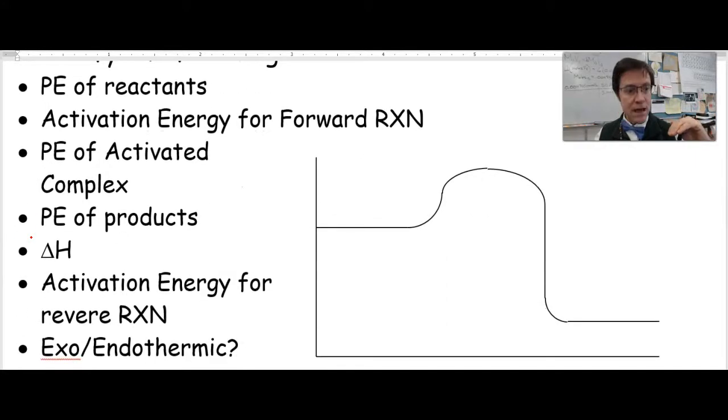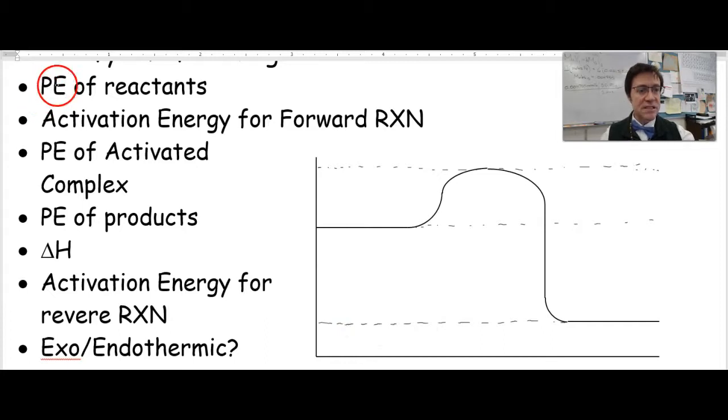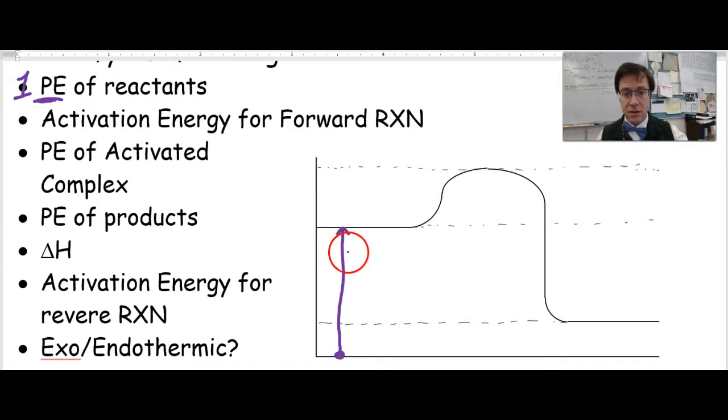So what I want us to do now is to identify the following. What I'm going to do is draw lines on here that represent the different potential energies, just so I can keep track of where the scale is. Okay? For this first one, the potential energy of the reactants, I'm going to use numbers. I'm going to call this number 1, potential energy of the reactants. So what is the total potential energy of the reactants? Well, it goes from the ground all the way up to where the reactants are, right?